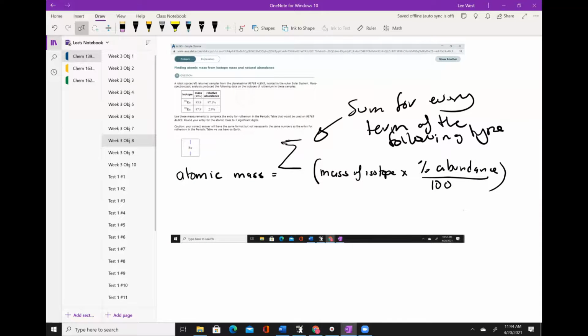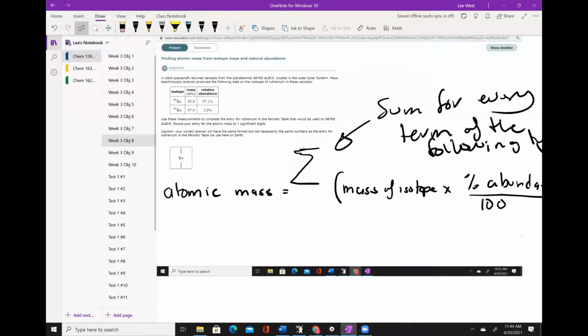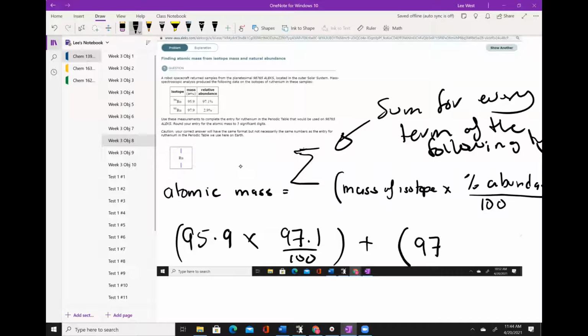So the first one, the mass is 95.9, and the abundance is 97.1, and I have to divide that by 100. And then I do that for the second one. I've got 97.9, and then I have to times that by the abundance divided by 100.